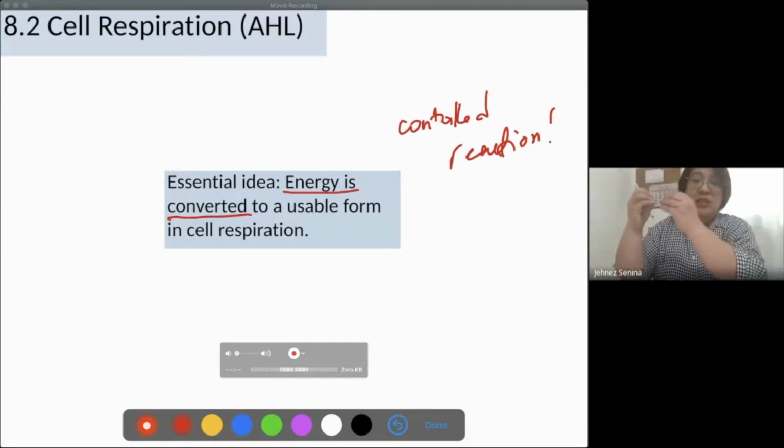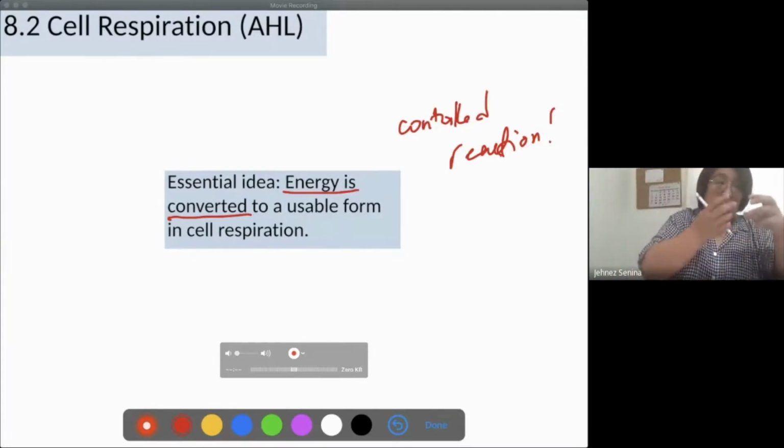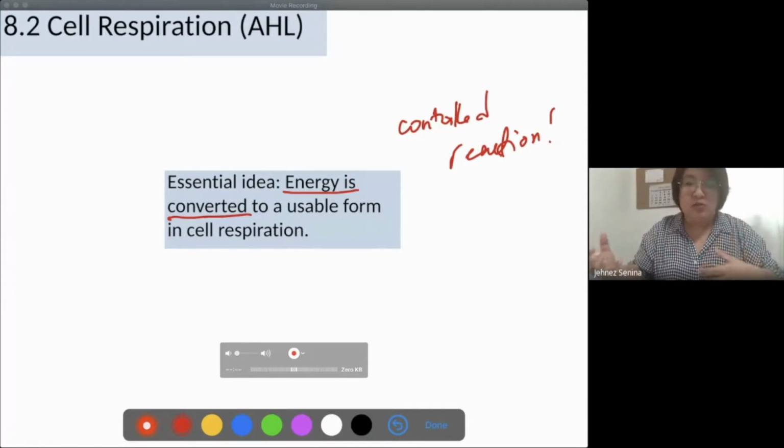So energy is stored in the molecule of glucose. We try to split it, cut it down, hydrolyze, oxidize it, and then we convert the energy from glucose into a storage energy in the molecule of ATP. So it's basically energy conversion from chemical energy in glucose to storage energy in ATP.